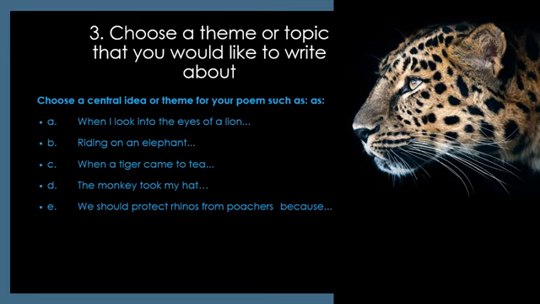So with what you need to write about, it needs to portray a message. It can be funny, like when a tiger came to tea, or maybe that's very scary. It depends on your interpretation of the poem. So whatever you would like to write about, you need to make sure that it's got a message and something that the poem revolves around.